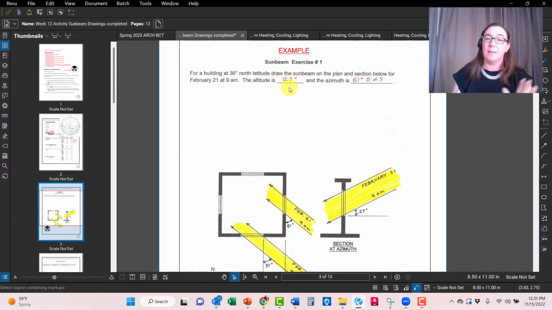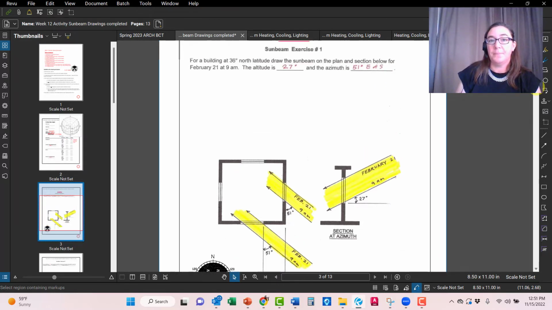And there, somebody has already done this, all right, for us. The altitude is 27 degrees. The azimuth is 51 degrees east of south. Now, just so you know, this is written differently than the solar calculator gives you, all right? So let's scroll down here and see.